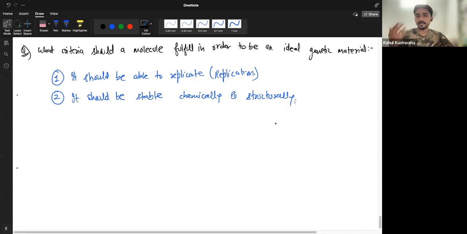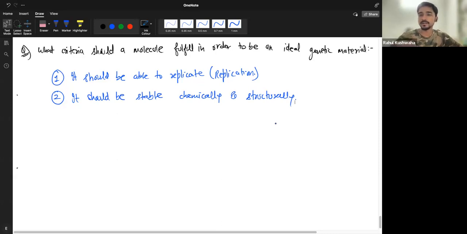That's a problem, right? Like parents had some features like eyes, babies do not have eyes because the gene is not there. So that's a disorder, that's a problem, right? A species cannot exist and continue to evolve if the genetic material is not stable. So the second criteria is the genetic material should be stable. This criteria is fulfilled by proteins. Remember, proteins are also stable, okay, chemically and structurally. But since the first criteria is not fulfilled, they cannot qualify.